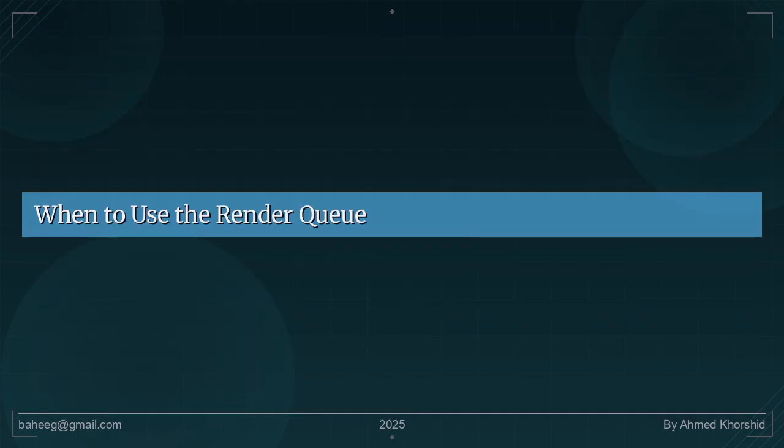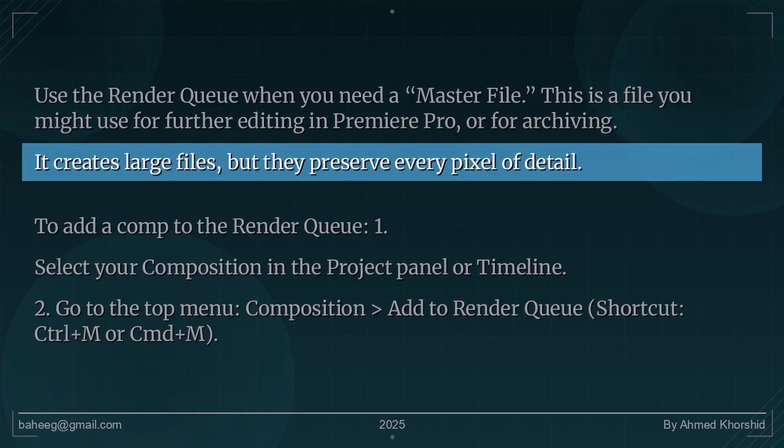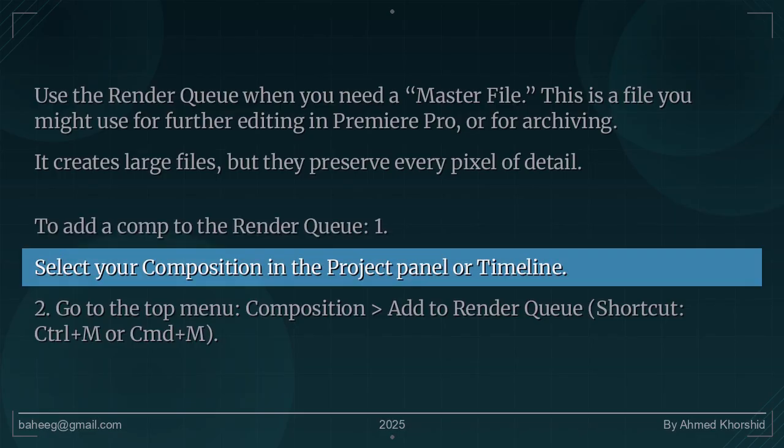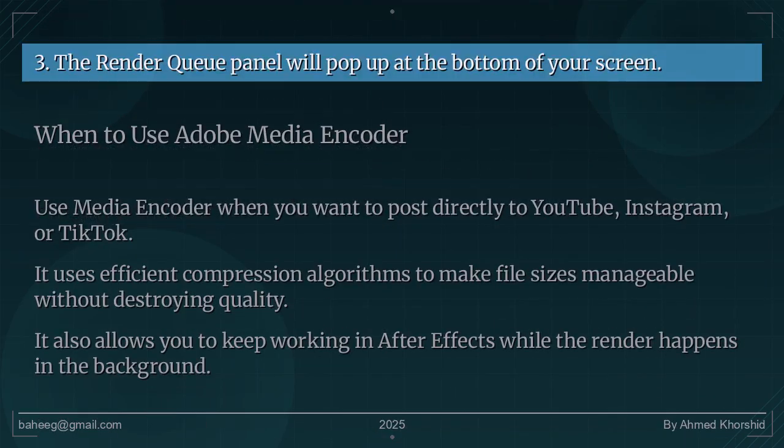When to use the render queue. Use the render queue when you need a master file. This is a file you might use for further editing in Premiere Pro, or for archiving. It creates large files, but they preserve every pixel of detail. To add a comp to the render queue: 1. Select your composition in the project panel or timeline. 2. Go to the top menu, Composition and Add to Render Queue, shortcut Ctrl+M or CMD+M. 3. The Render Queue panel will pop up at the bottom of your screen.